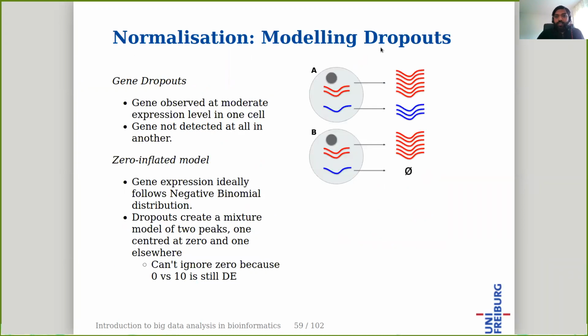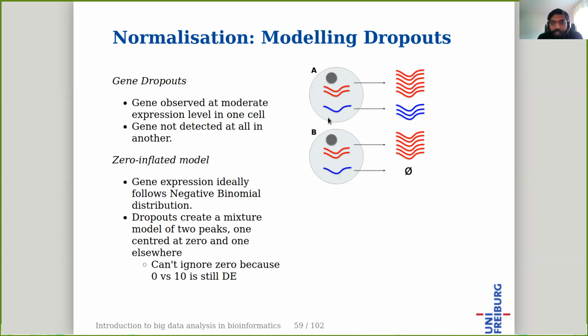So that's why we have to invent a new normalization method. We'll just look at this problem again. What happens in the cell? This is the case where we see only some or no reads at all from some cells, which is called so-called gene dropouts.